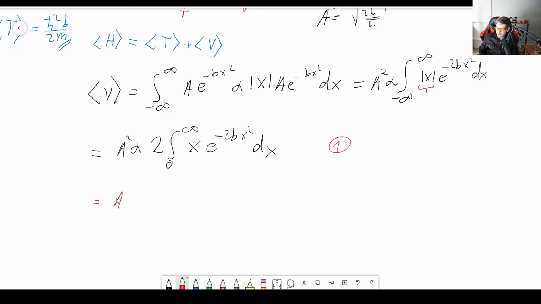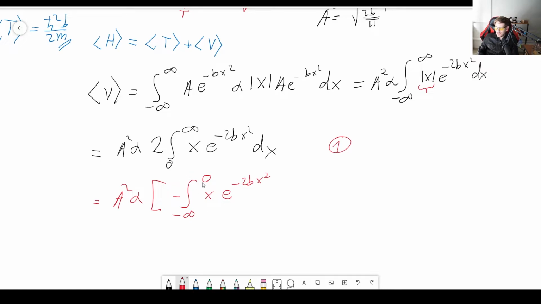What I like to do is separate the integral. So I say, all right, I know that the absolute value of x is going to be minus x between minus infinity and 0, right? So let's separate this integral from minus infinity to 0, and then I write it as minus x e to the minus 2bx squared. It's going to be exactly the same, right?